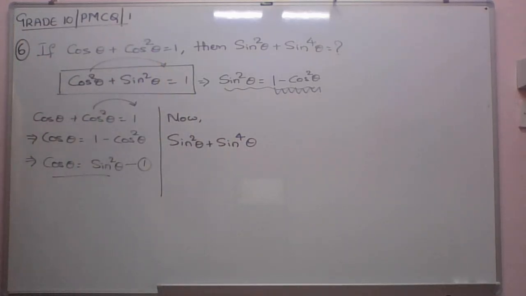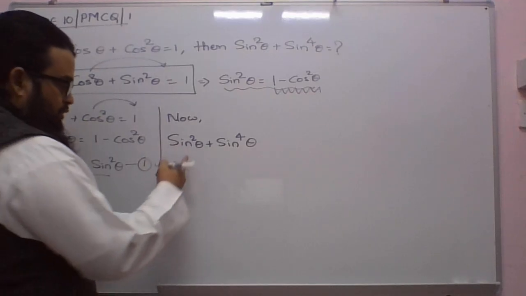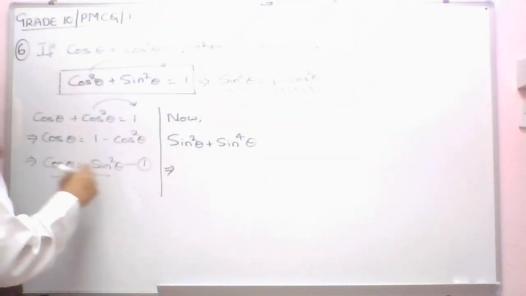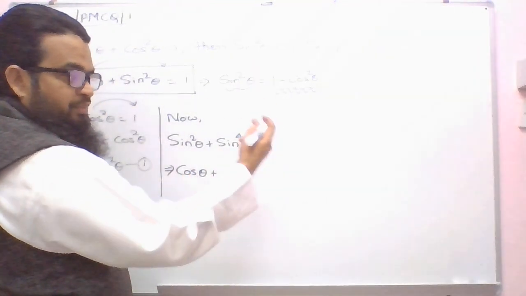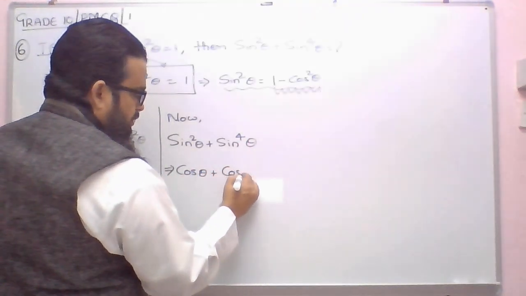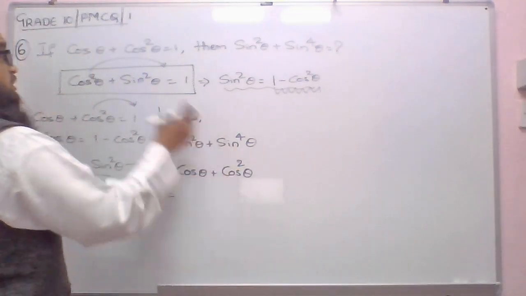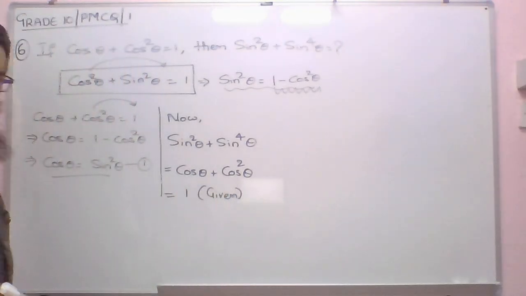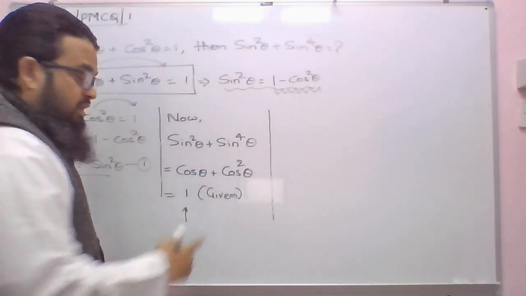Understood or not? So in sine square theta, what is given? See, there are two ways. I'll tell you the two ways. In sine square theta, what is sine square theta? You got cos theta. And can I write it as sine square theta whole square? Because sine square theta is cos theta, so it is cos square theta. And what is given here? Cos theta plus cos square theta. It is 1. Understood or not? So what is the answer? Answer is 1. And what is the next second method?